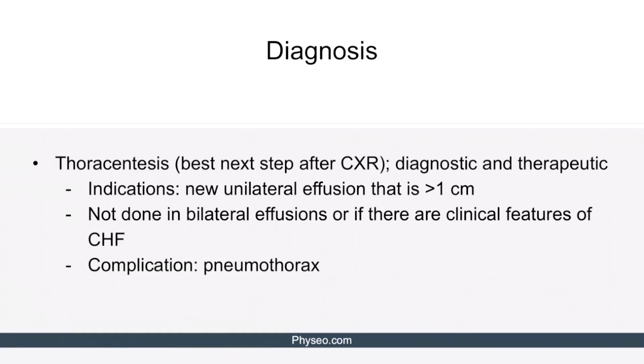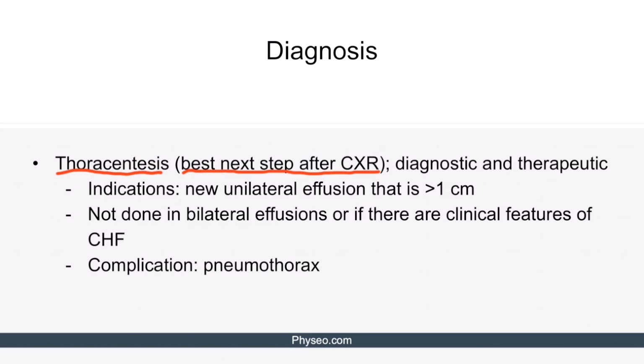After imaging is done, a thoracentesis should be done, and on boards is often the best next step after a chest X-ray. Thoracentesis, also called a pleural tap or needle thoracotomy, is an invasive procedure where a needle is inserted into the pleural space. It's both diagnostic and therapeutic, as the pleural fluid obtained can be sent for analysis, and the fluid drainage itself will oftentimes relieve the patient's symptoms.